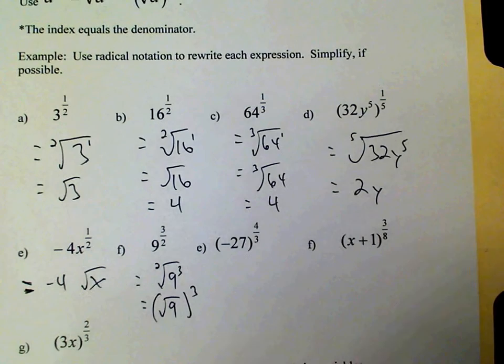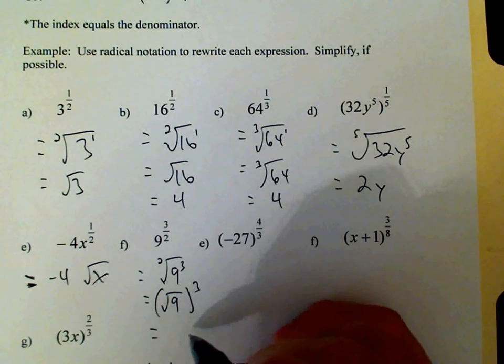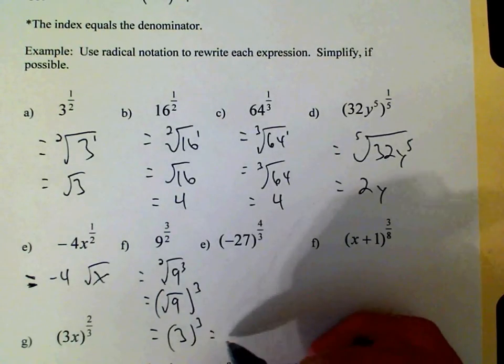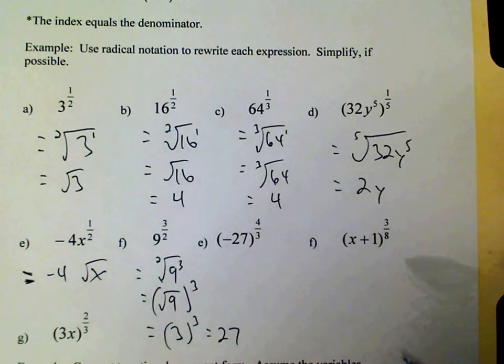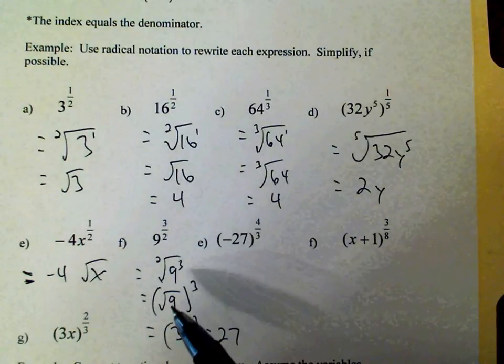The reason why I'm doing that is because I know what the square root of 9 is. The square root of 9 is 3. And then 3 to the third is 27. So that's the reason why you may want to pull out the exponent on the outside, so you can do what's inside, which makes that much easier to do.